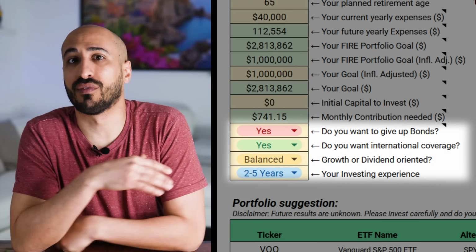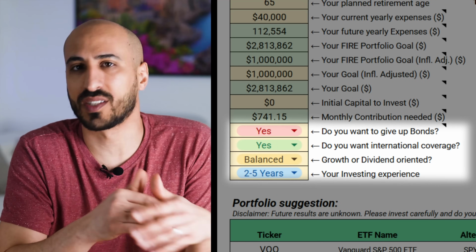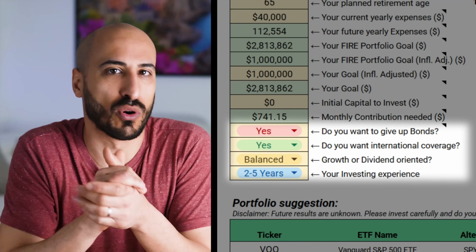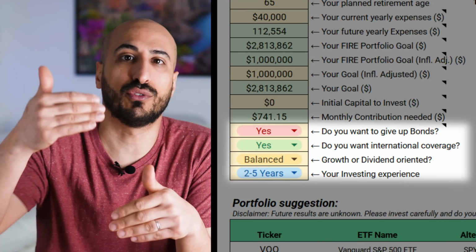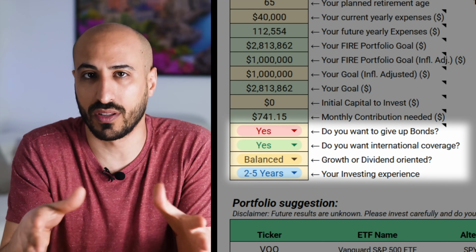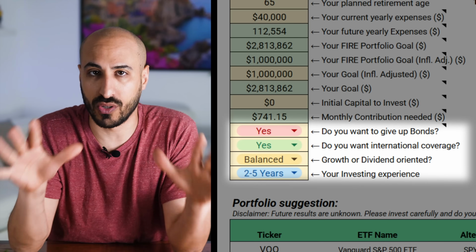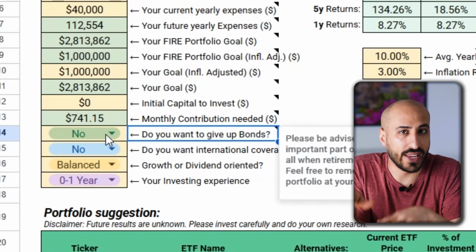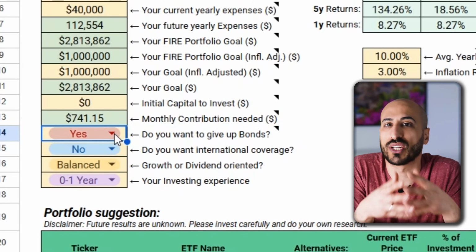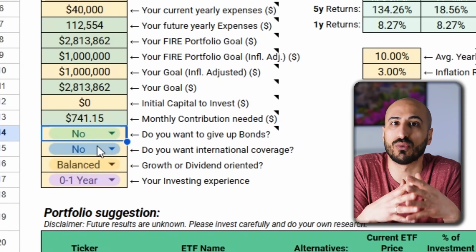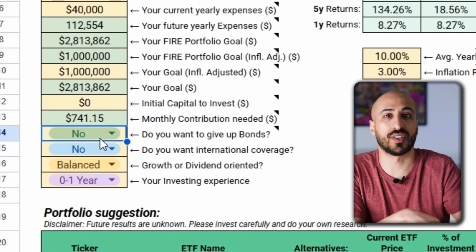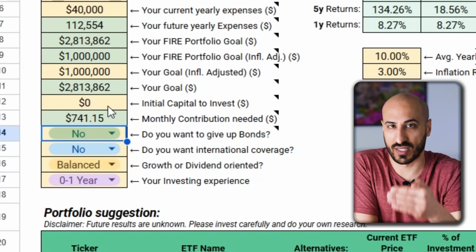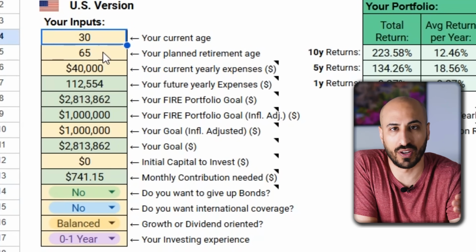With the tool, you have the freedom to decide yourself what to select. This is not because I don't want to do the dirty work for you, but because I'd rather give you the tools to be able to make a responsible decision, because again, every person has a different situation. First point is if you want to give up bonds. If you write yes, the generated portfolio won't have any bonds. If you write no, the tool suggests you an amount of bonds which is equal to your age minus 10, but only if you are 45 years of age or older.